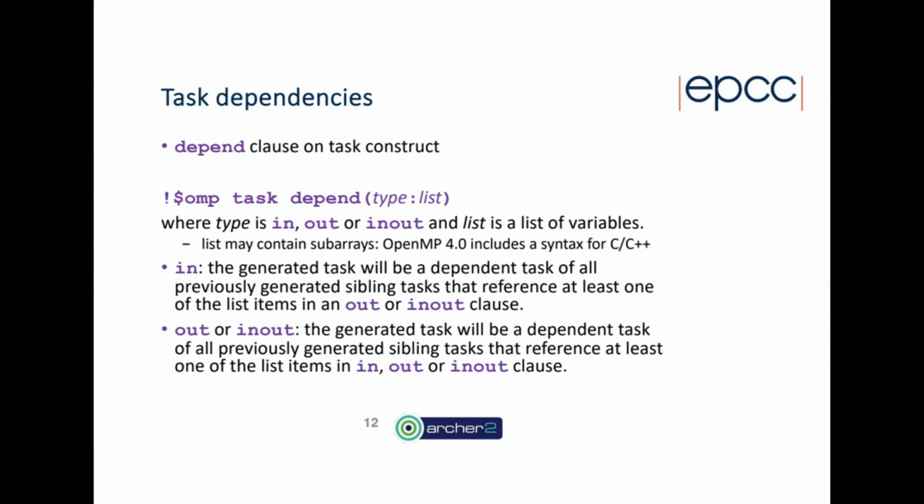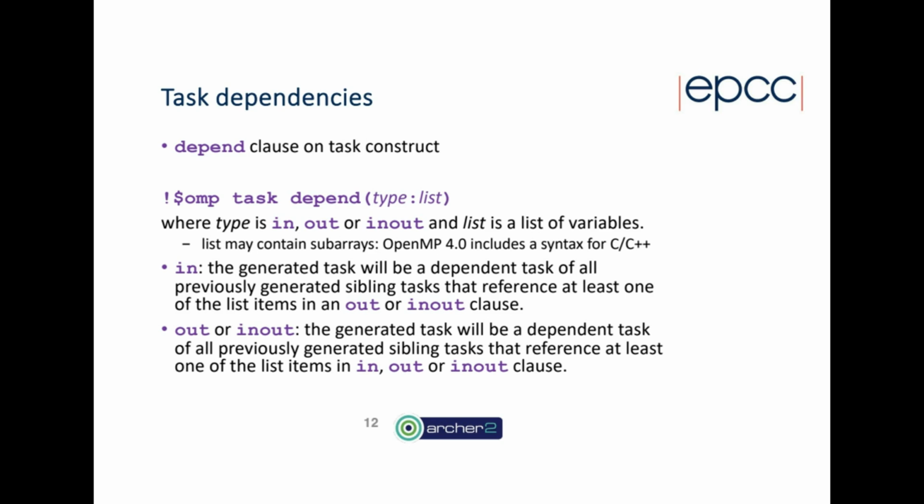And another fun thing you can do with tasks is to specify dependencies. By default, all tasks are considered independent of each other and can be executed in any order. But not all algorithms are like that. Sometimes you have dependencies between tasks, and it may not be easy to express those dependencies with the task synchronization constructs like taskwait or taskgroup.